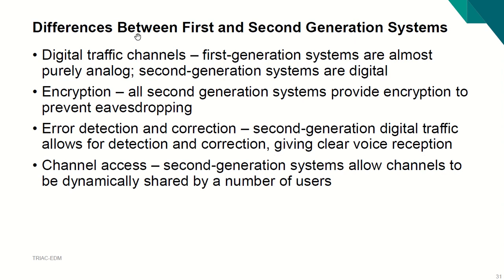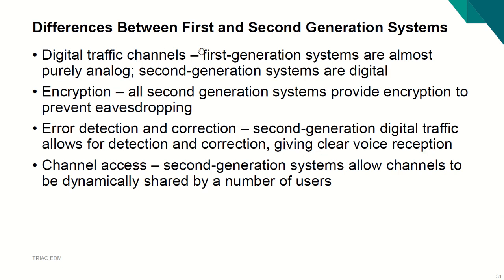And the difference between the first and second generation systems is digital traffic channels. First generation systems are almost purely analog. Second generation are digital, so it has the advantage of, for example, encryption, error correction code, and things like that. All second generation systems provide encryption to prevent eavesdropping. Then error detection and correction: the second generation digital traffic allows for detection and correction, giving clear voice reception.